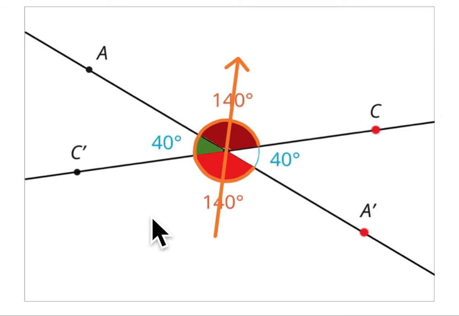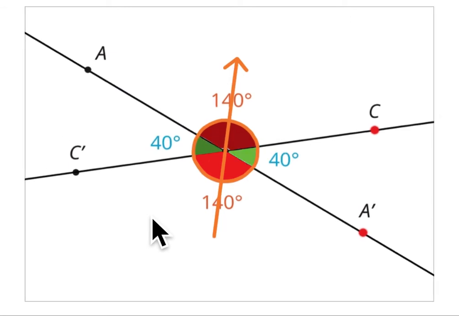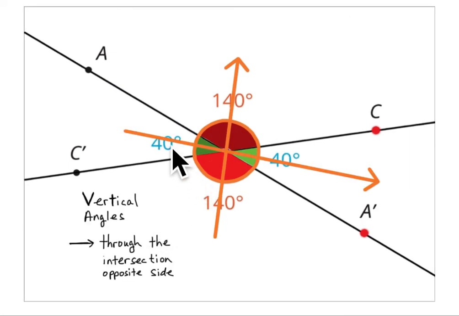So you draw a line through, it's the green triangle there, you draw a line through that. So on the opposite side through the intersection, that angle will be equal. So this is 40 degrees, 40 degrees. This is 140 degrees and 140 degrees. So vertical angles through the intersection, opposite side. That's the summary for Lesson 9, Moves in Parallel.